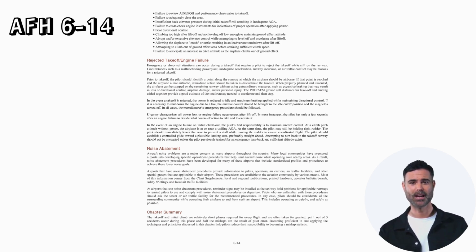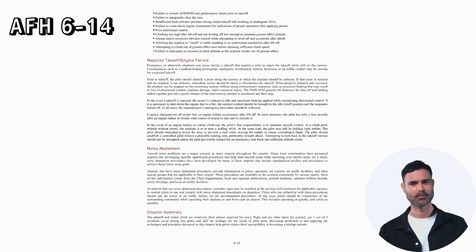At a climb pitch attitude without power, the airplane is at or near a stalling AOA. At the same time, the pilot may still be holding right rudder. The pilot should immediately lower the nose to prevent a stall while moving the rudder to ensure coordinated flight. The pilot should establish a controlled glide toward a plausible landing area, preferably straight ahead. Attempting to turn back to the takeoff runway should not be attempted unless the pilot previously trained for an emergency turnback and sufficient altitude exists.